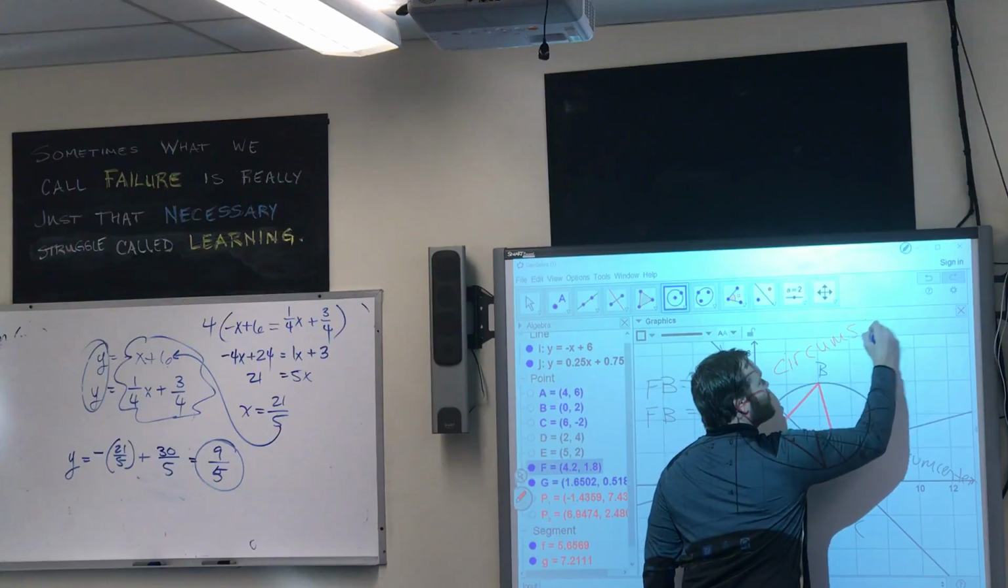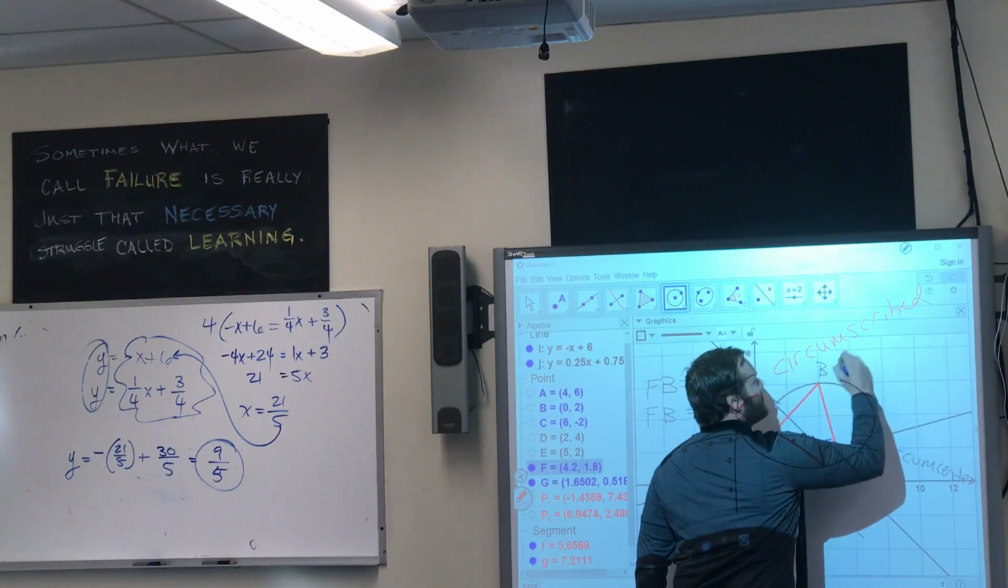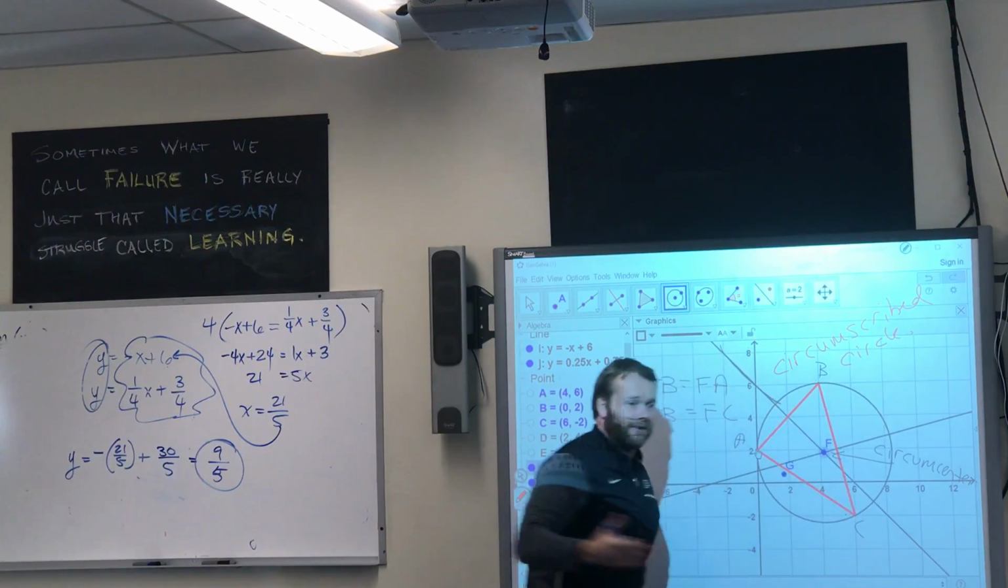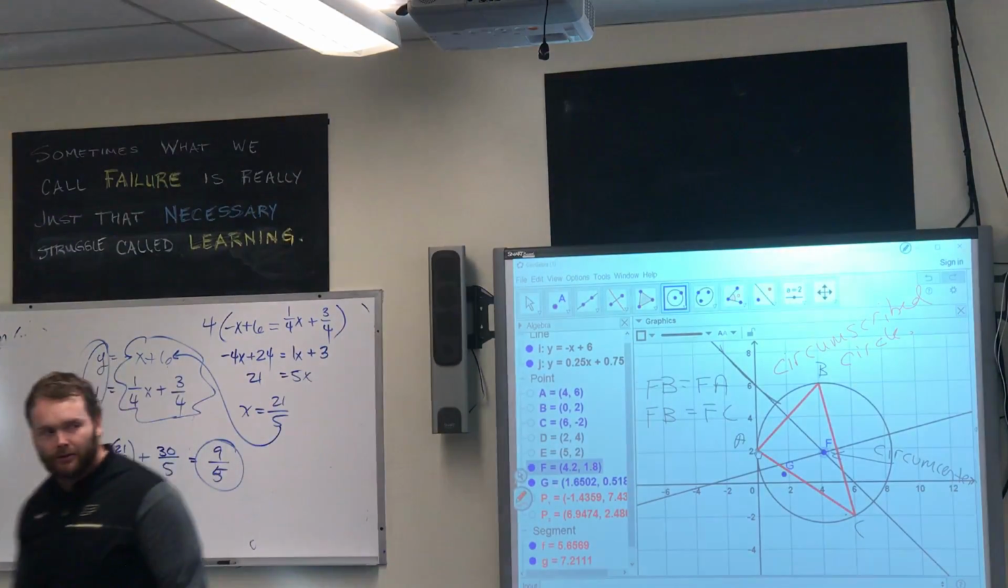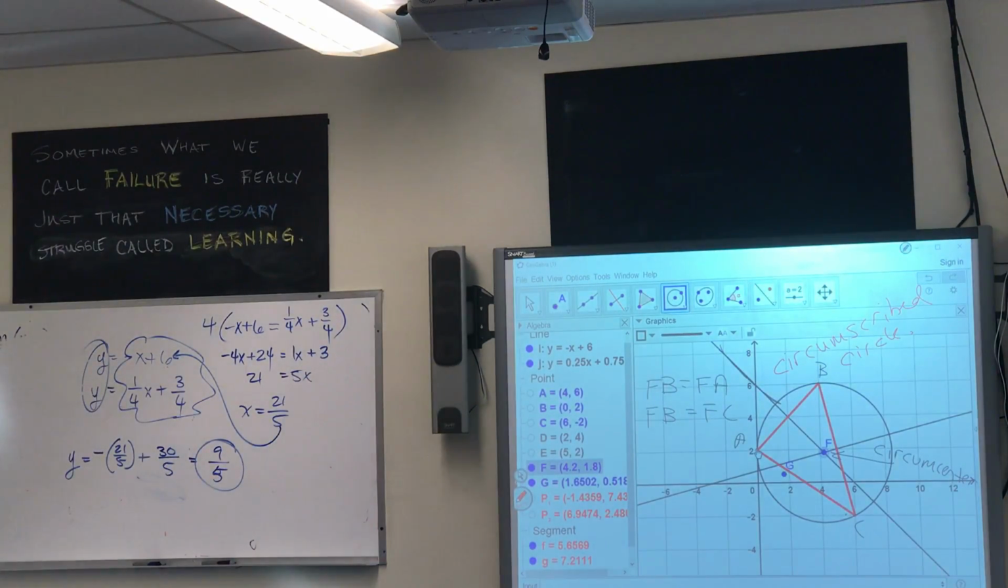That circle is referred to as the circumscribed circle. What's circum mean? Circle. What's scribe mean? Written down. So it's the circle that's written down. It's the circle that's drawn, and the geometric concept is that it goes around and touches all 3 vertices of the triangle. Every single triangle has that circle.